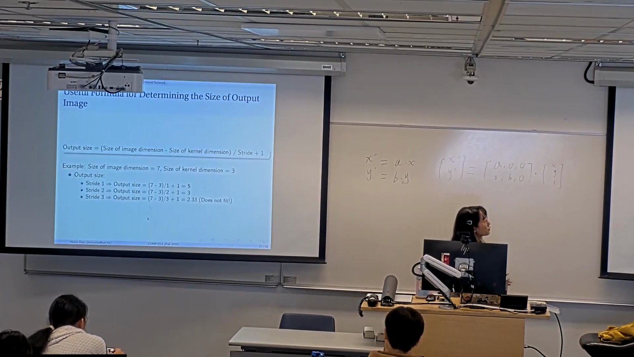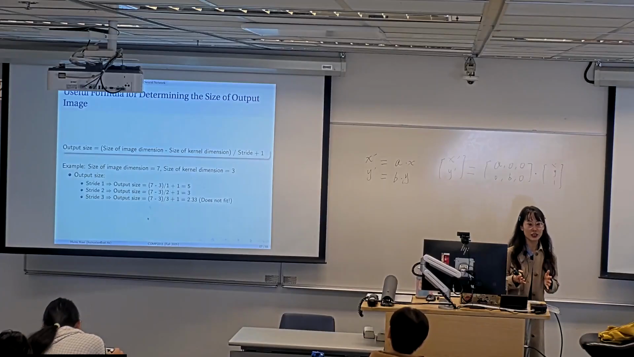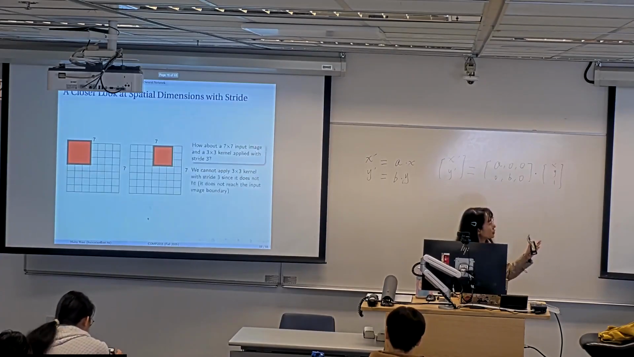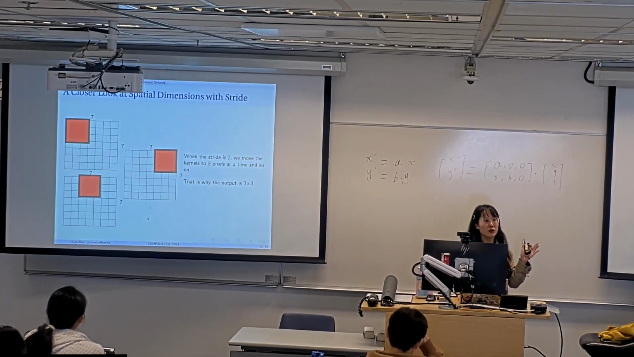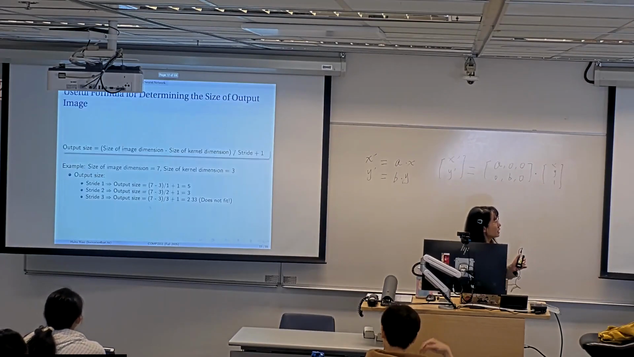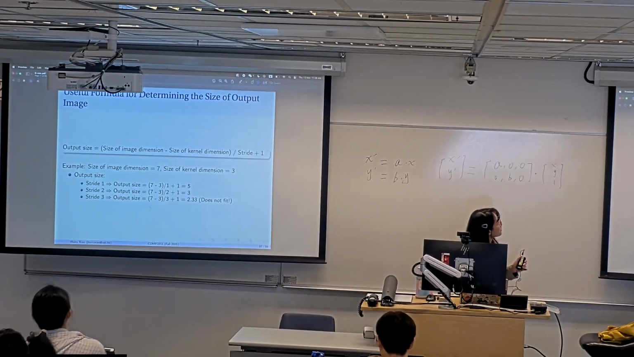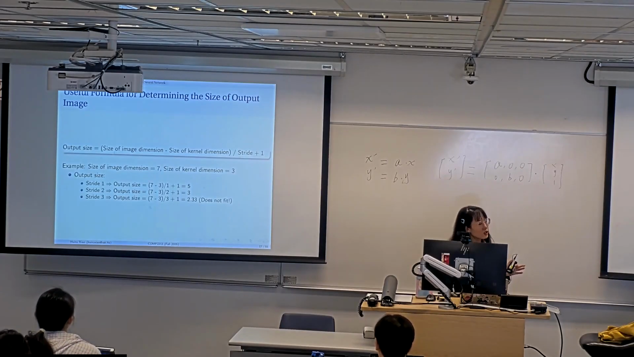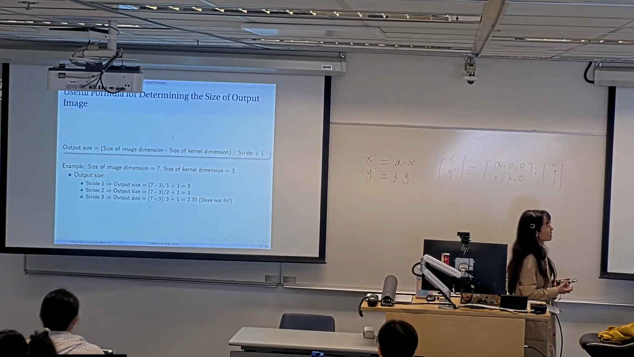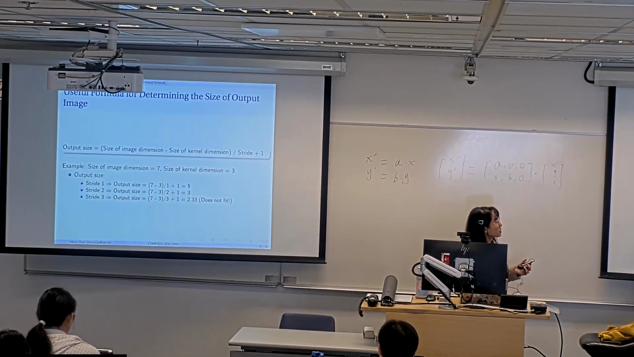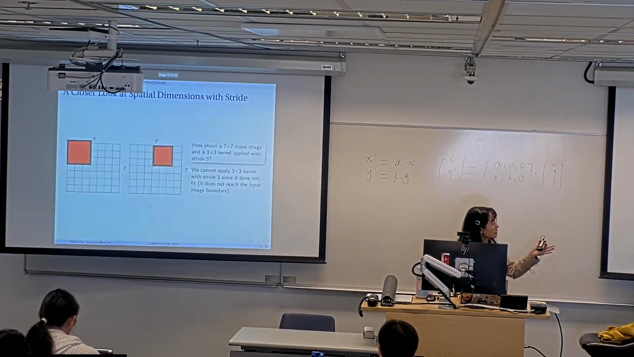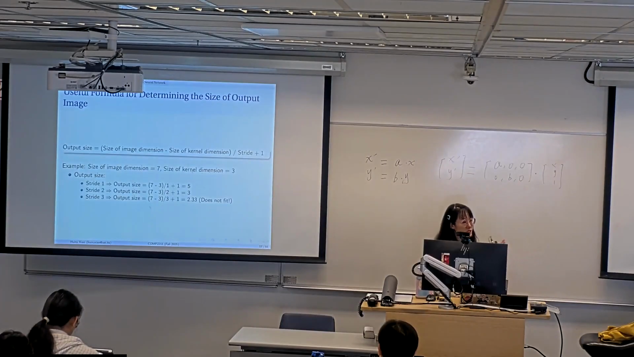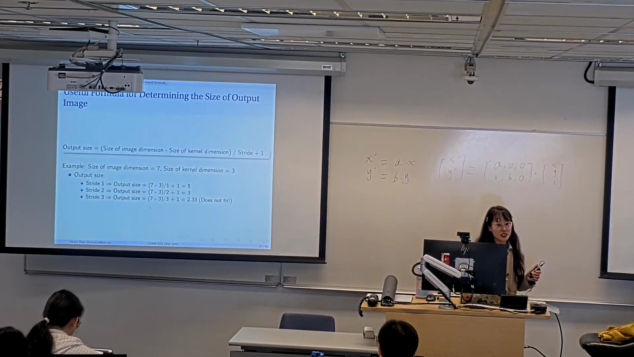And there is a useful formula for determining the size of the output image. Like we already know, if we use different stride, we will get different output image size, and we can depend on this formula to get that. The output size will be the size of input image's dimension minus the size of the kernel dimension, divided by stride, then plus 1. For example, the size of image dimension is 7, which is the example here, and the size of kernel dimension is 3. Then the output size can be calculated here.